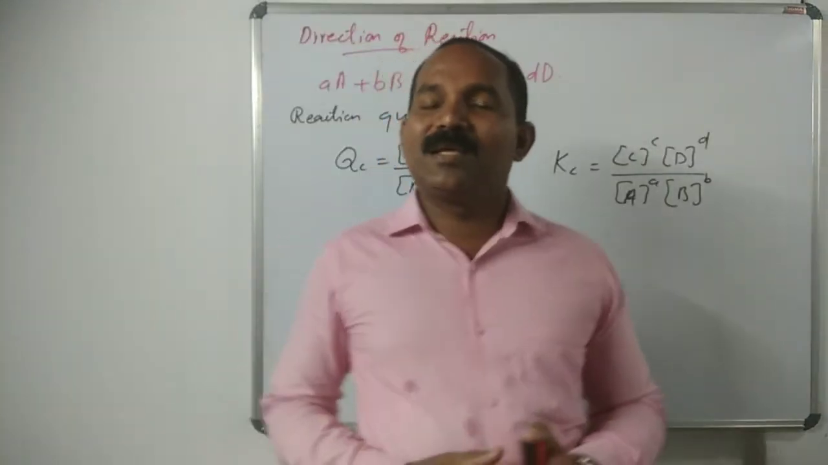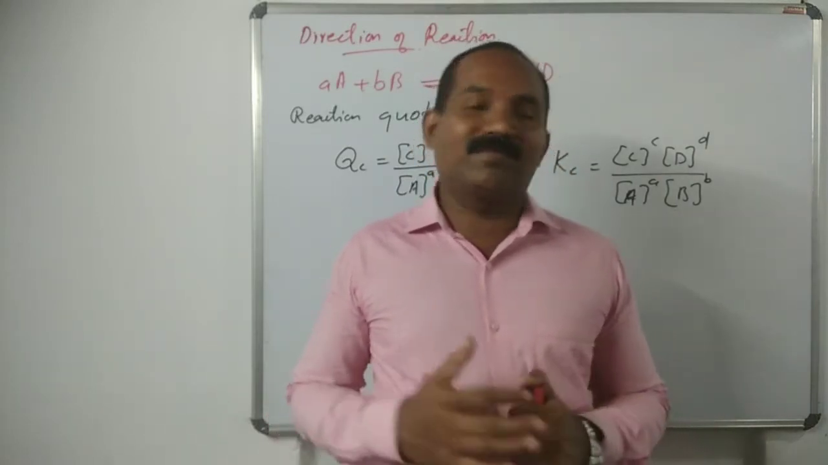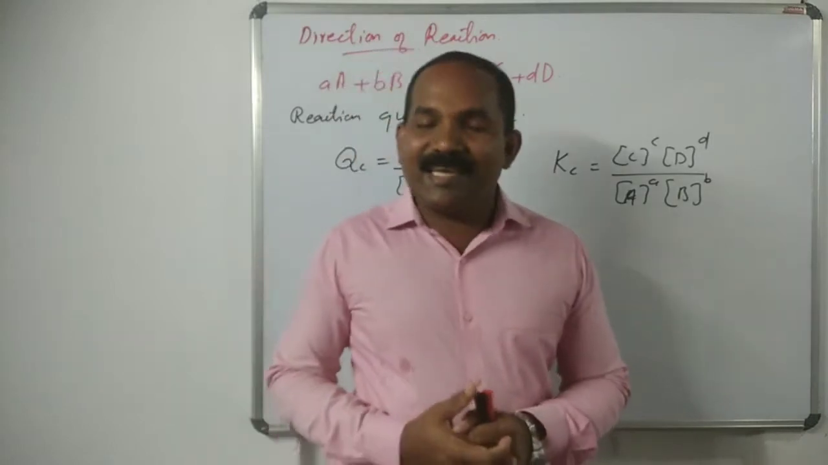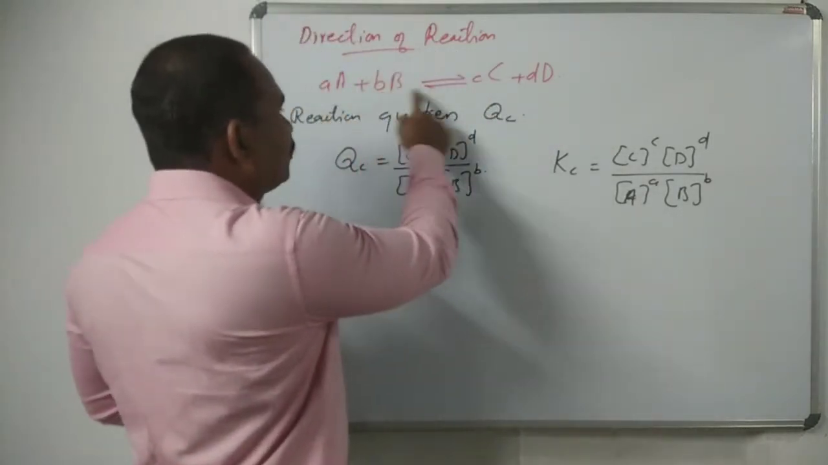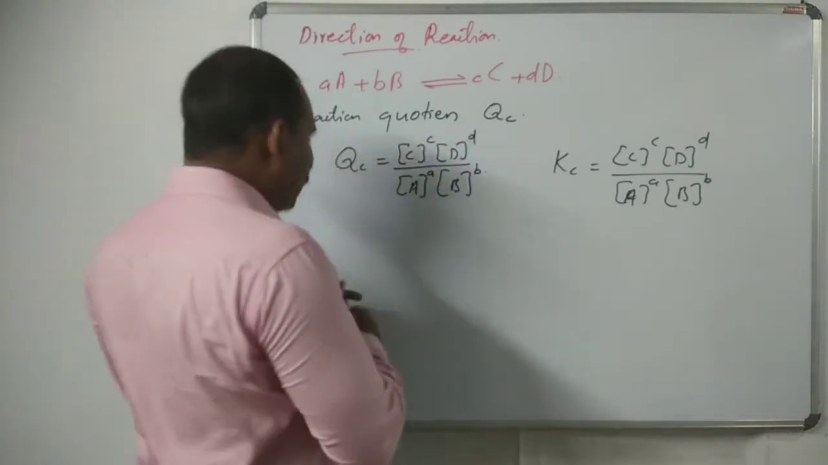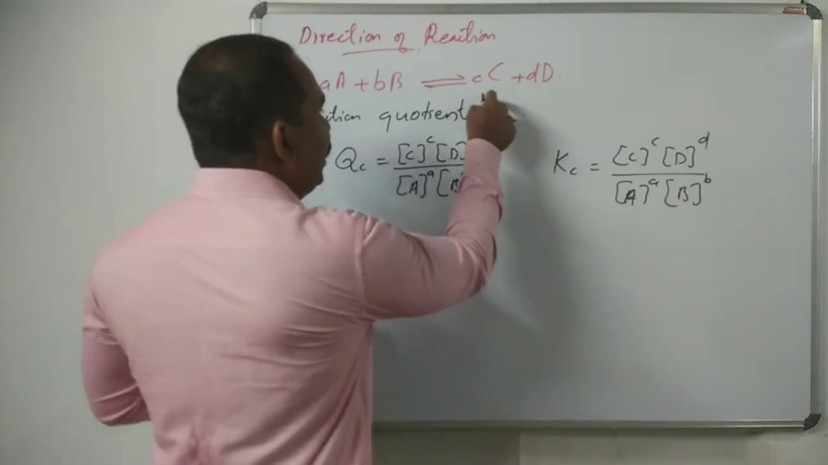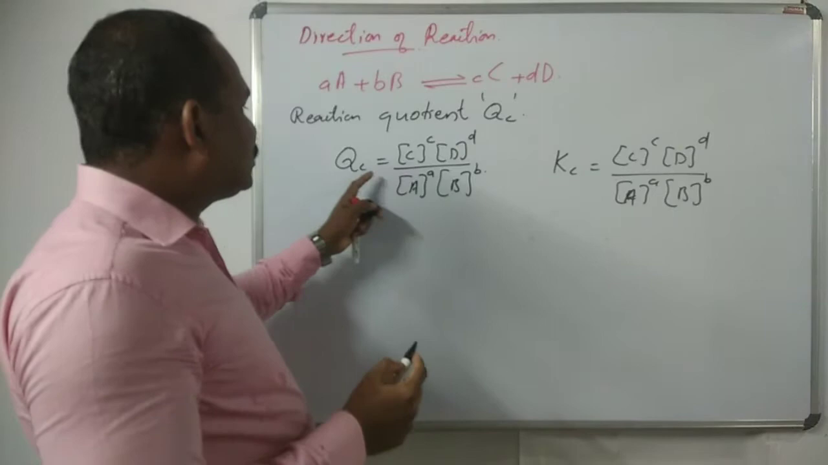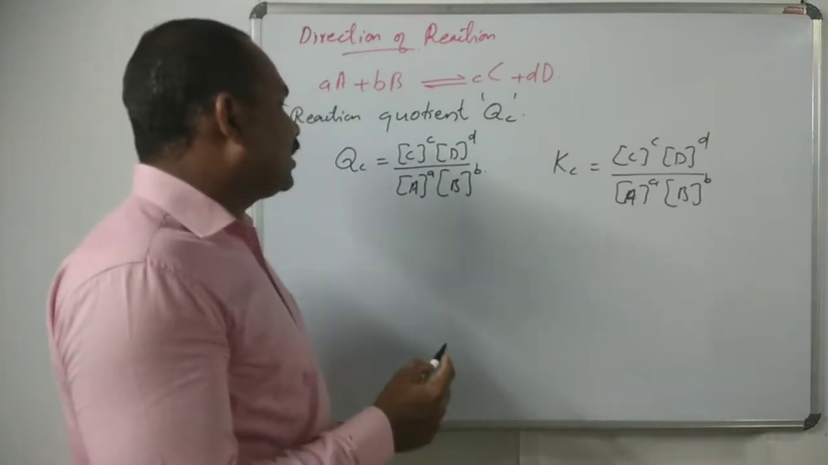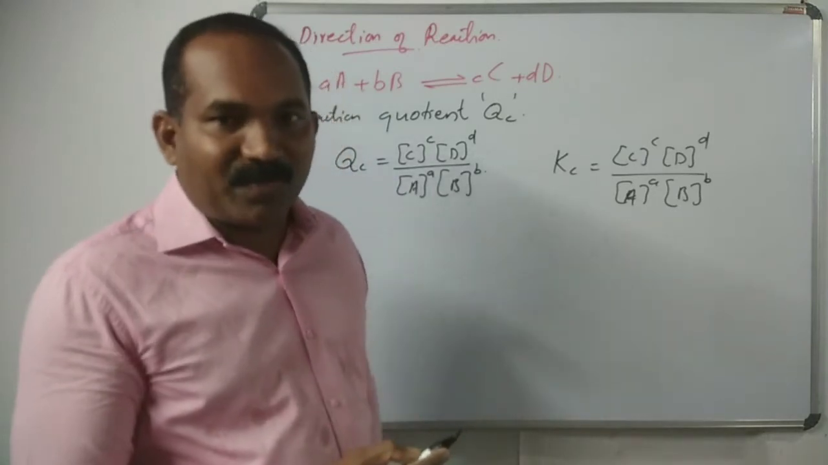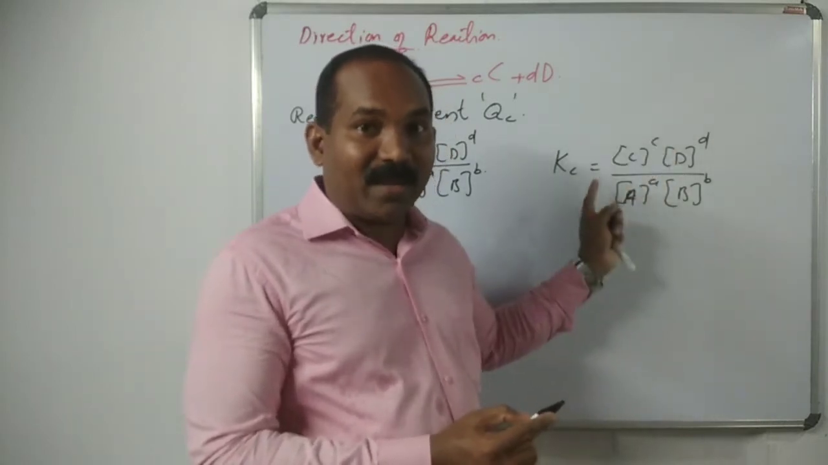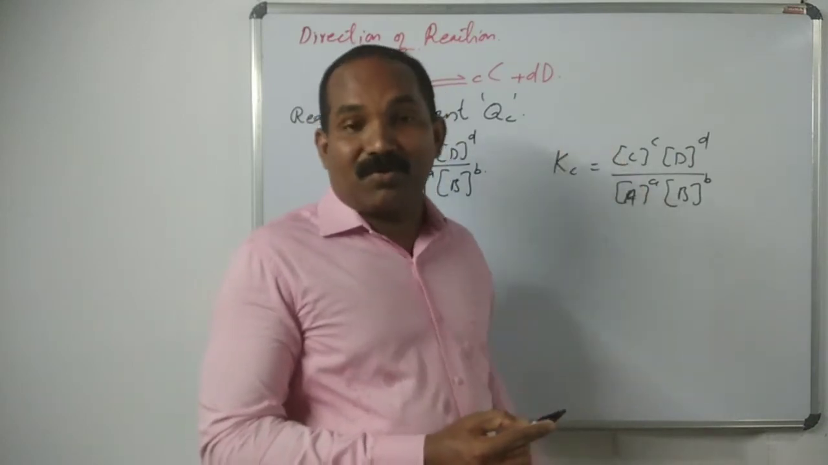Next we discuss predicting the direction of the reaction. For that we consider a new term, reaction quotient. Once again we consider the general reaction, a moles of A plus b moles of B in equilibrium with c moles of C plus d moles of D. The reaction quotient Qc is equal to concentration of C raised to c, concentration of D raised to d, divided by concentration of A raised to a into concentration of B raised to b. Also, you remember that Kc has the same expression.